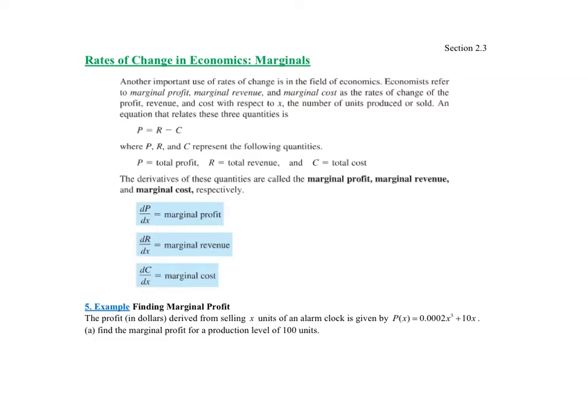What they're using here is the notation for derivatives. The derivative of the profit with respect to X is called the marginal profit. The derivative of revenue is the marginal revenue, and the derivative of cost is called the marginal cost. So if you hear marginals, they're just talking about the derivatives, which is just the rate of change.